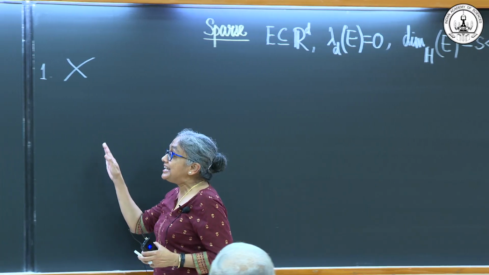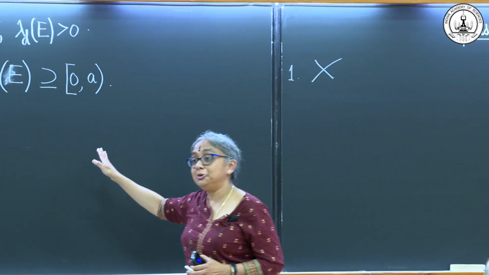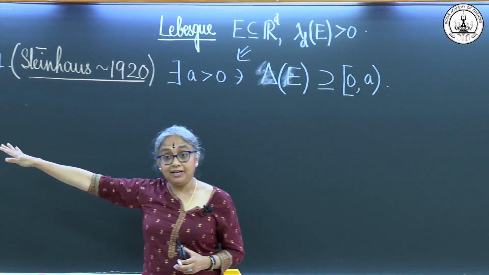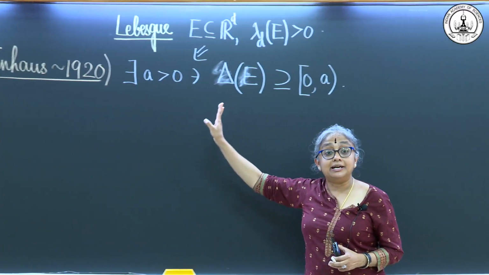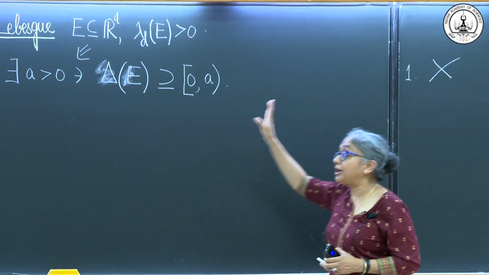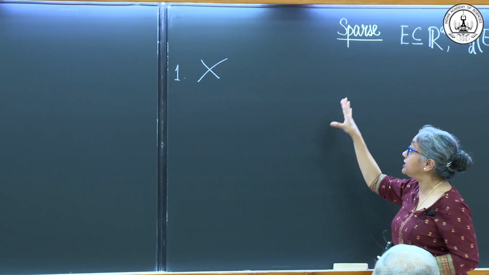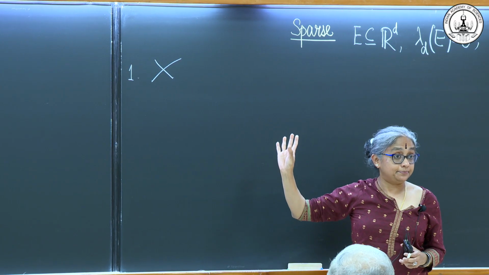At least is the idea clear what I'm trying to do? I'll state a property, I'll state what is known in the Lebesgue case, and then try to analyze what we know about it currently in the sparse case.